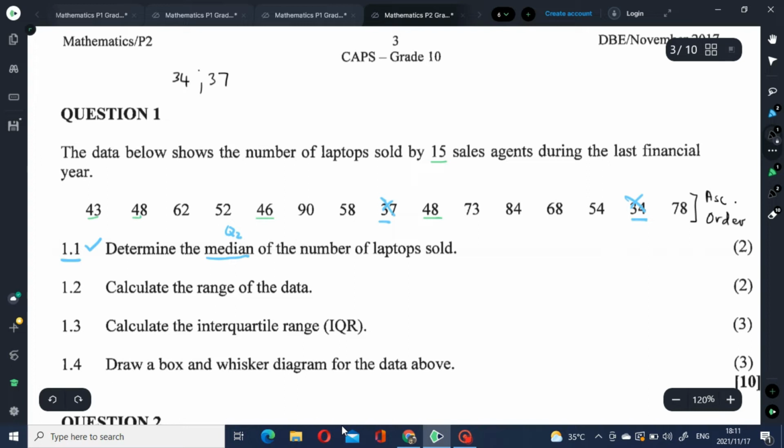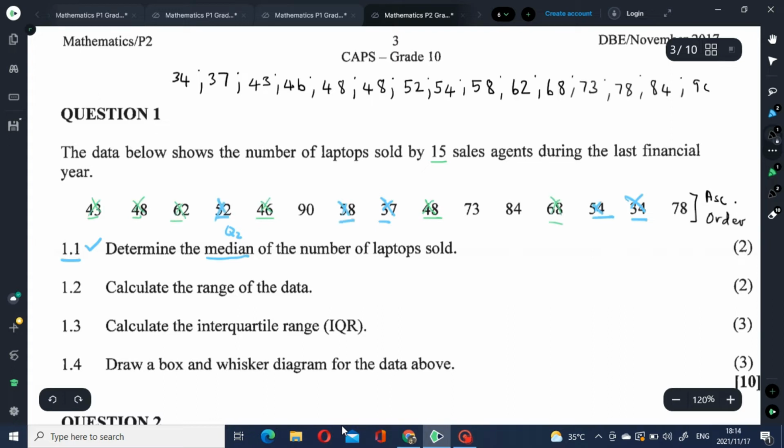34, 37, and then in the 40s range of numbers, I think those are the only numbers in the 40s. So the first one is 43, 46, 48, 48. I think that's the mode of the data set, right? And you do the same for the rest of the elements in the data set.